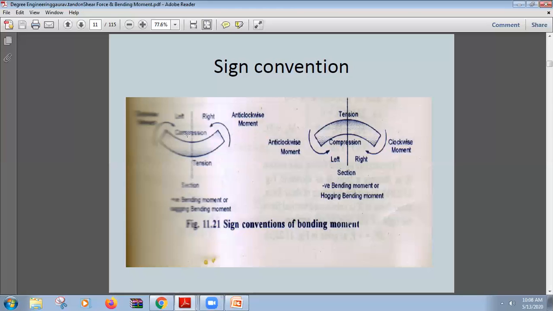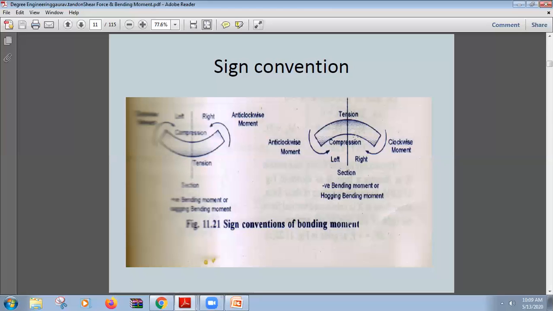So you see, in sagging, the upper part is compressed, whereas the lower face is under tension. So the lower face expands and the upper face compresses. Similarly, in hogging, the upper face is in tension and it expands, whereas the lower part or the lower surface is under compression and contracts.